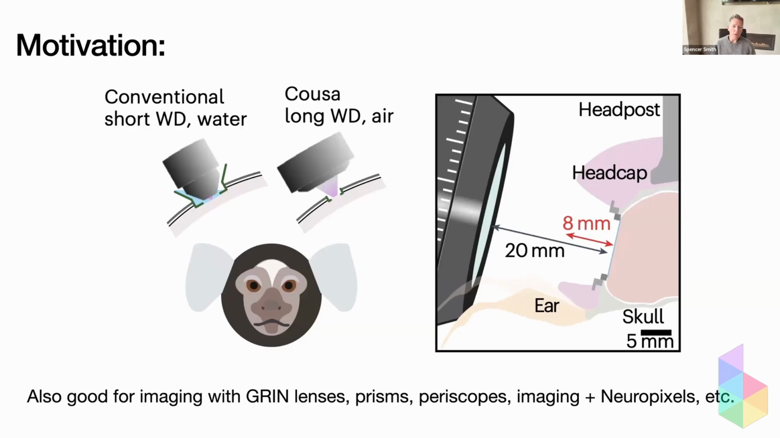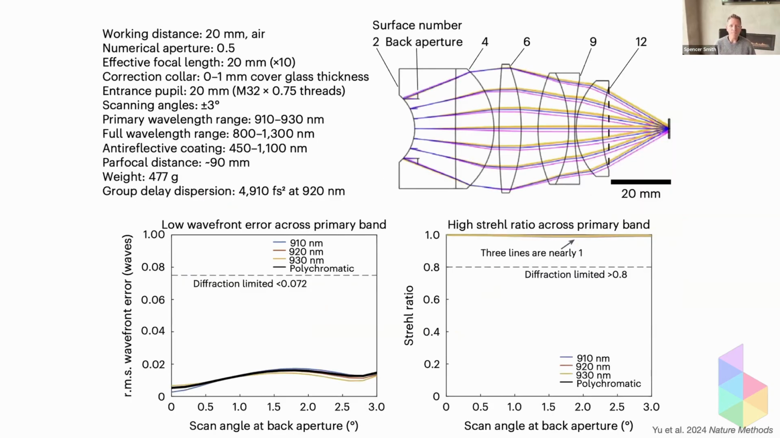It's great. And what I didn't realize is that people who image through GRIN lenses and prisms and periscopes and other types of imaging also find this useful. You can get Neuropixels probes in there. There's lots of applications for having this really long working distance. Here's some specs of it. So it's really optimized for multiphoton, really high performance.